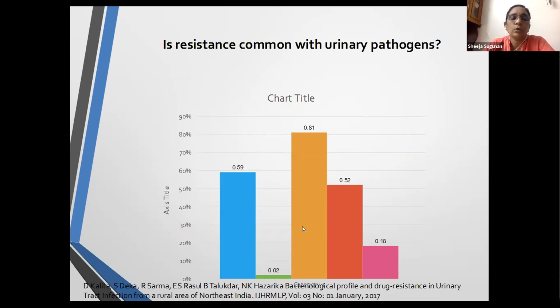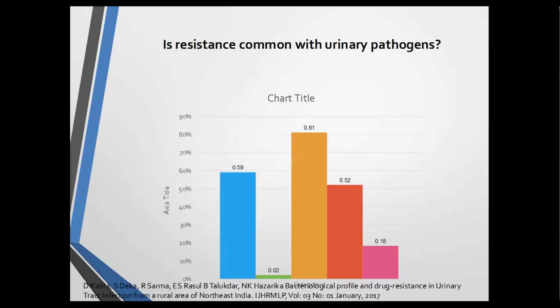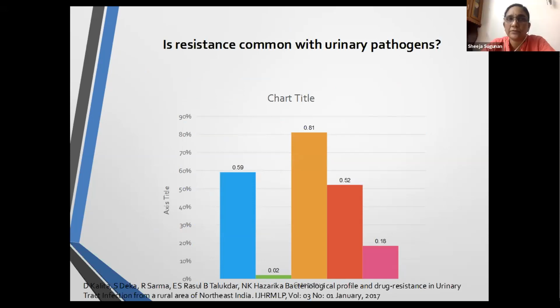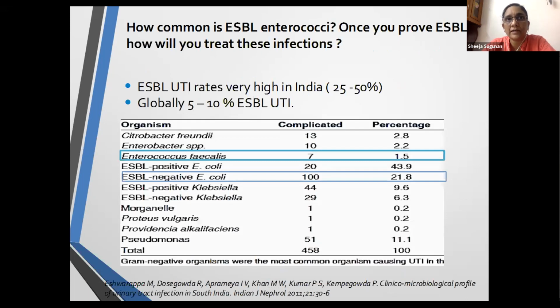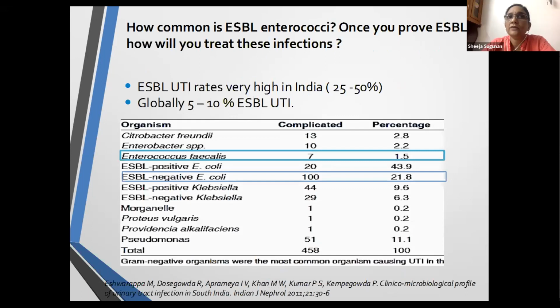The second question is, what could we do to prevent resistance in ESBL-producing organisms in general and in urinary infections in particular? So the most important thing is, please do not give antibiotics for asymptomatic bacteriuria. The second is, when you have a bacteriuria, see whether it is symptomatic and always confirm it with a culture, because every pyuria is not a urinary tract infection. It may be part of a systemic infection. So we need to differentiate between the two. When you have ill children and you have catheterized, ensure that the catheterization is done in the most sterile manner and try to remove the catheter as soon as possible.